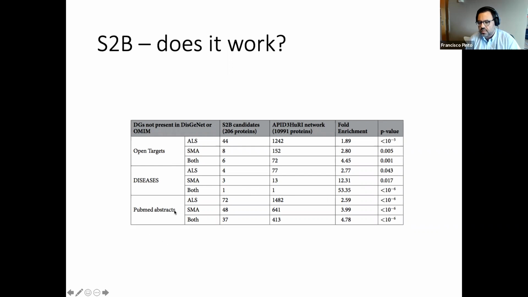And we also conducted a very naive text mining approach, where we selected PubMed abstracts that contain both the designation of the disease and the designation of a gene, and selected genes that appeared in abstracts of ALS, in abstracts of SMA, and genes that appeared both in abstracts of SMA and ALS. And again, we get an enrichment in the frequency of these genes in our candidates, that is higher for genes involved simultaneously in both diseases.